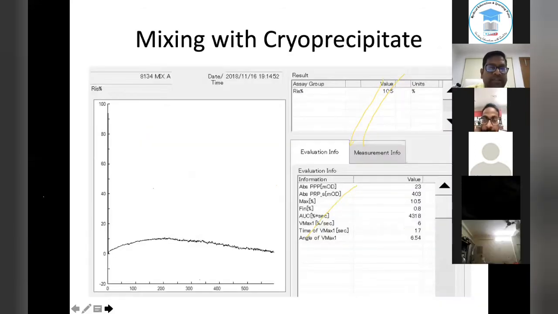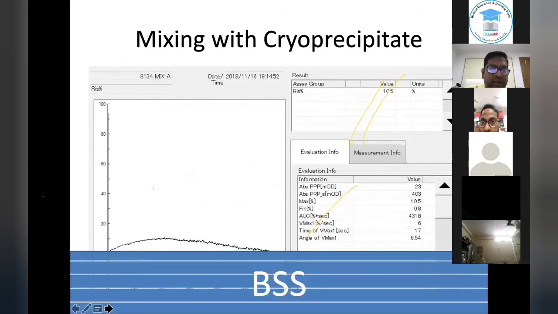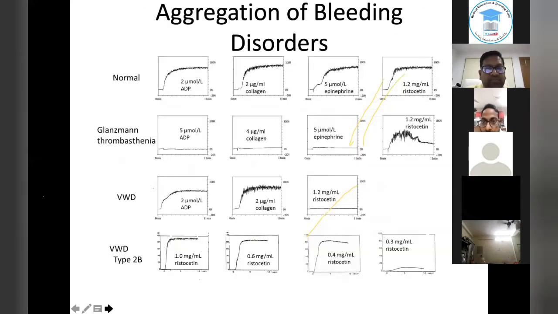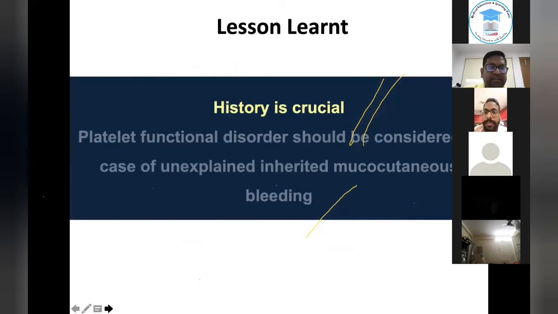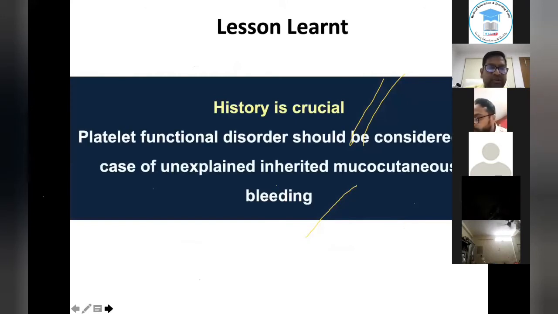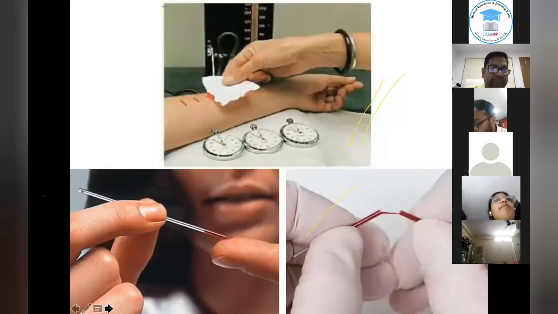So we did a mixing with cryoprecipitate. Cryoprecipitate is rich in von Willebrand factor. With mixing also it didn't correct. So our diagnosis is Bernard-Soulier syndrome. So what you have learned, history is crucial. Platelet functional disorders should be considered in case of unexplained inherited mucocutaneous bleeding.